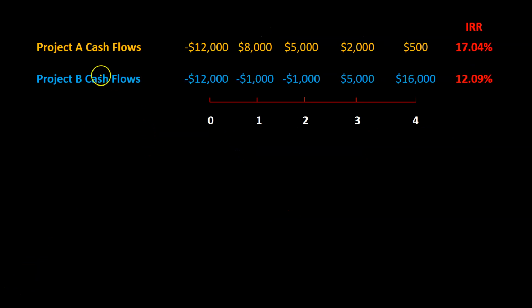So let's suppose you're considering two projects, A and B. They're mutually exclusive, which means that you have to pick one. They both require the same amount of initial investment, which is $12,000, so they're similar in scale. Now, here's the difference. Project A yields a whole lot of cash inflows earlier on in its life. So think of Project A as an extension of an existing product line.